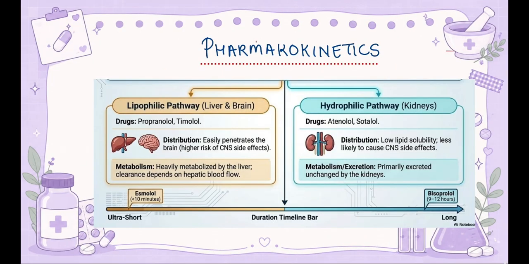Beyond receptor selectivity, we must understand how these drugs travel through the body. This is their pharmacokinetic trajectory. Lipophilic drugs, like propranolol, are fat-soluble. The brain is rich in lipids. Therefore, these drugs easily cross the blood-brain barrier. This creates a much higher risk of neurological side effects.